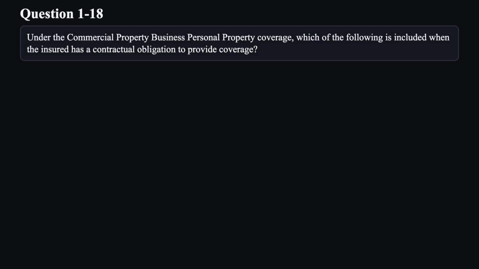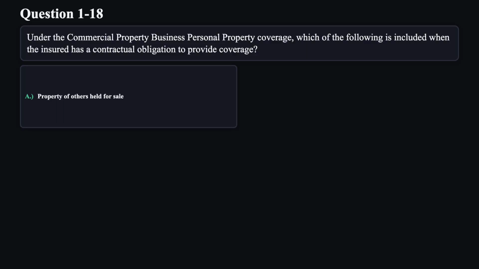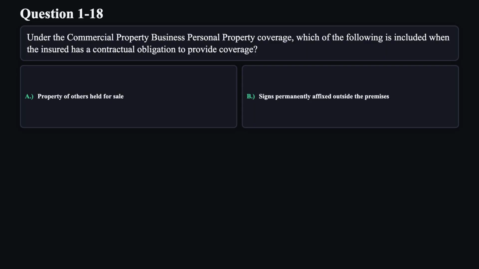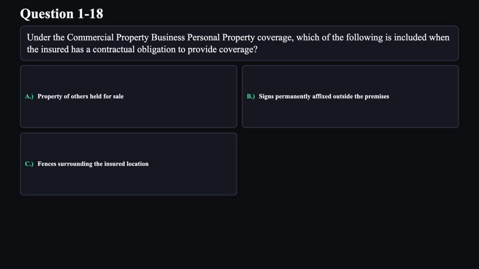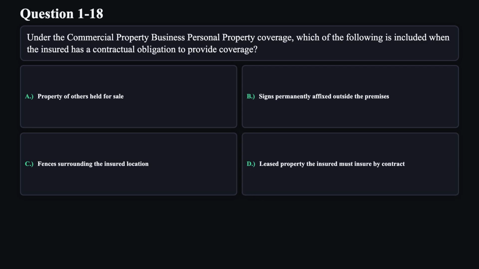Question 18. Under the commercial property business personal property coverage, which of the following is included when the insured has a contractual obligation to provide coverage? A. Property of others held for sale. B. Signs permanently affixed outside the premises. C. Fences surrounding the insured location. D. Leased property the insured must insure by contract.